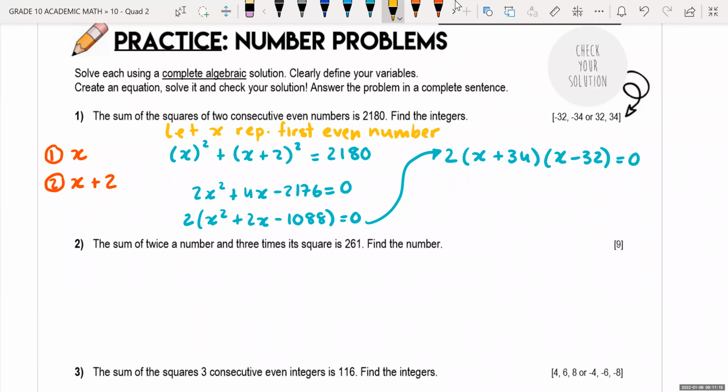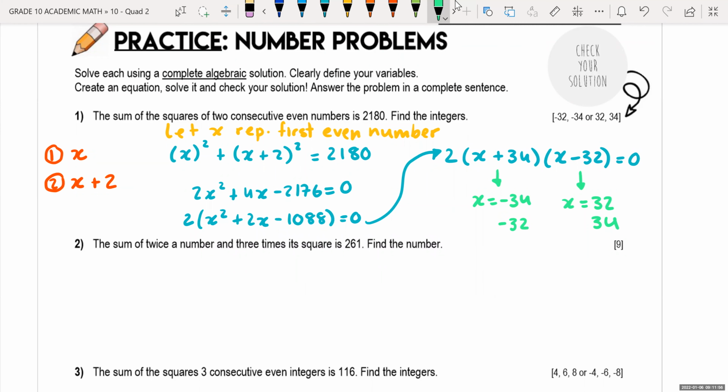Okay, so once you've done that, you can end up solving it, and this would give you X is equal to negative 34, and this would give you X is equal to 32. And what you've done is now you've basically solved the first number, which is X. To get the second number, you're going to take both of your X's and add 2 to it. So if the first number is X equal to negative 34, if you add 2 to it, the next number is going to be negative 32. And for this scenario, if the number is 32, you add 2 to it, then it's going to be 34.